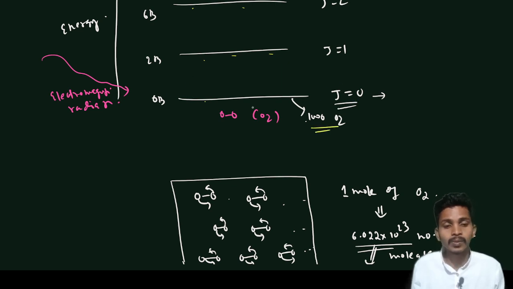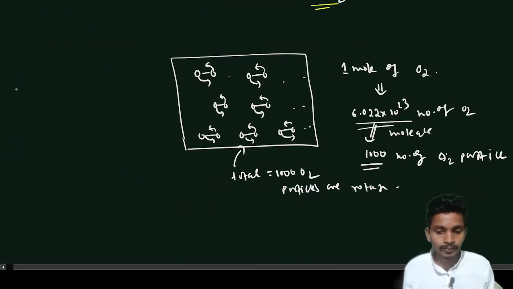So the only transition would be from J equal to 0 to J equal to 1. But we see that transitions can occur from J equal to 1 to J equal to 2 also. It means the molecules are not all at only one energy level; they lie in different energy levels. Okay, so case 1, what do you say?